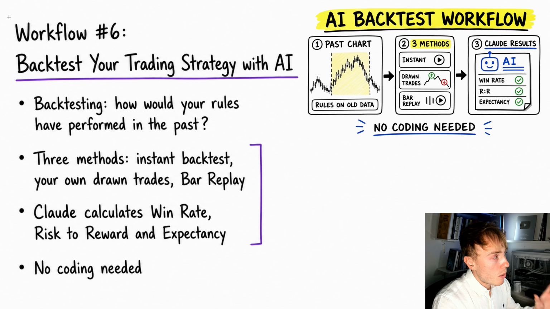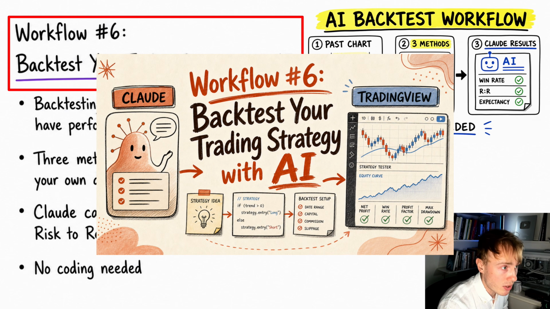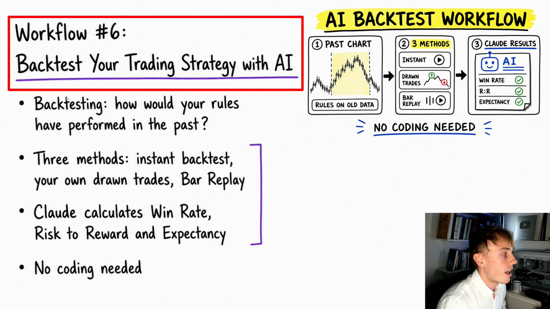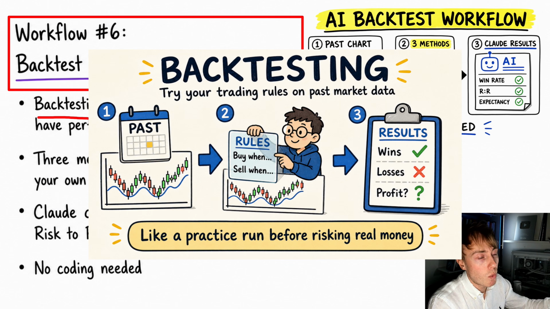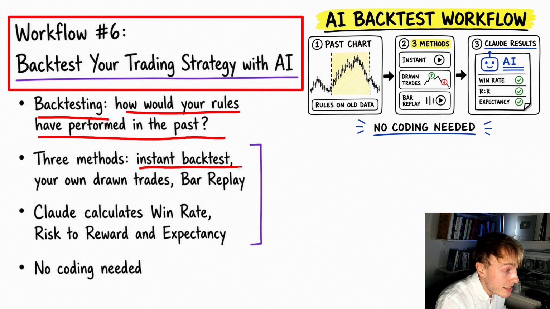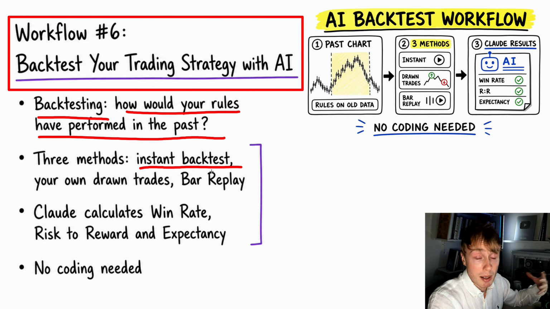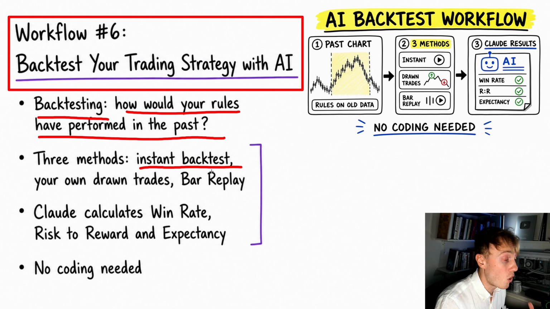But right, so now I want to switch the attention and take a look at how you can backtest your trading strategy with AI. And if you don't know, backtesting is basically taking a look at how your trading strategy would have performed in the past. So how would your rules have performed in the past? And in this case, we can use an instant backtest. So we just look back, using, for example, your AI assistant, Claude, which we use throughout this whole video.